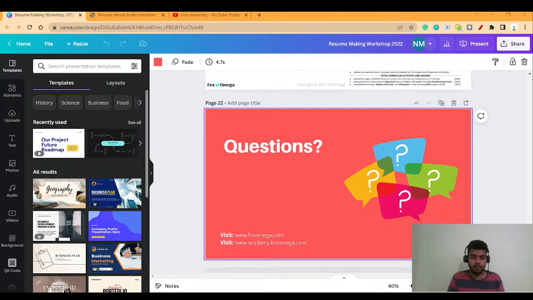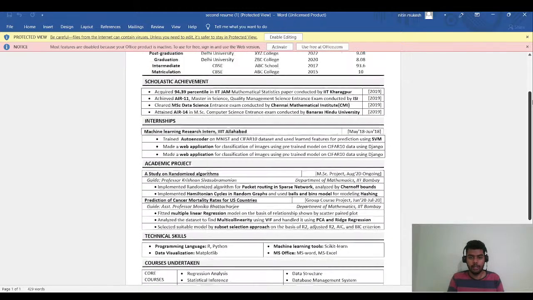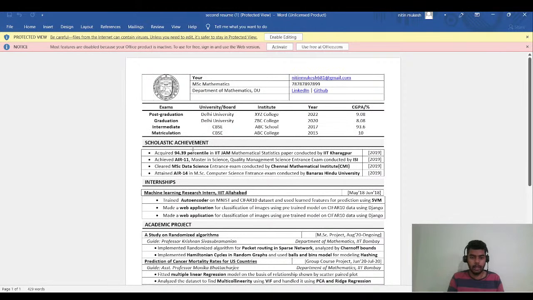Let me check, I think you're not able to see my screen. Yeah, I think my screen should be visible right now for the resume format. This is the editable format of the resume that I'm talking about. You can see that the resume is in the tabular format.